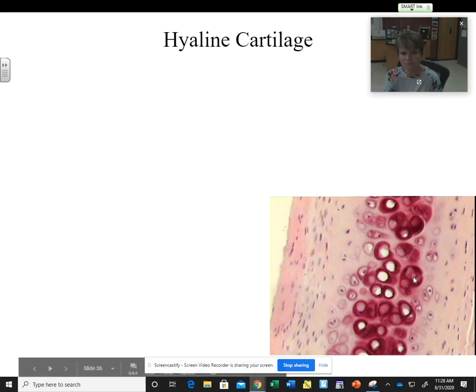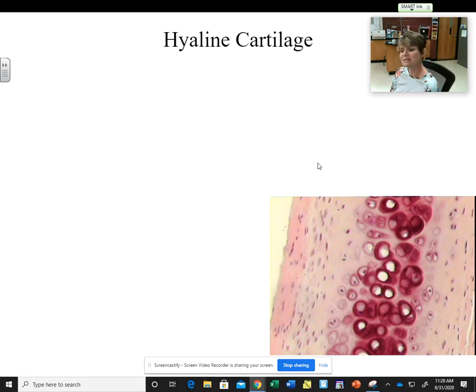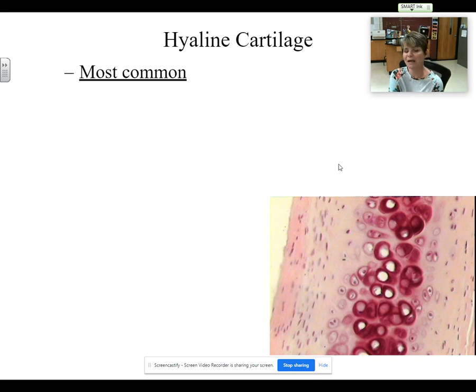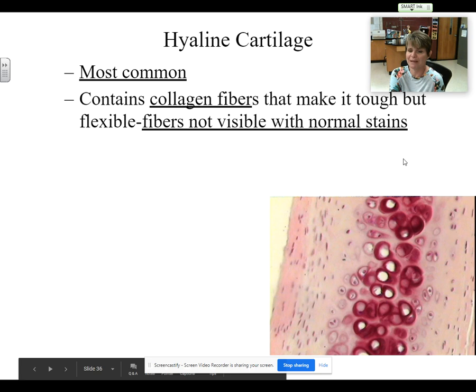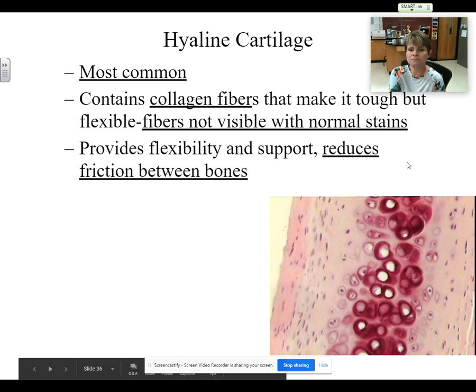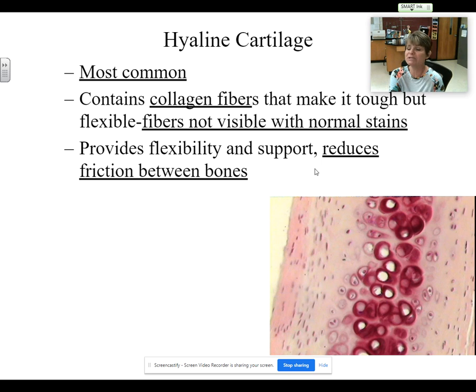Now, again, remember that cartilage contains collagen fibers and sometimes elastic fibers. Specifically in hyaline cartilage, you're going to have collagen fibers. Hyaline cartilage is the most common type of cartilage in your body. And again, it does have collagen fibers, but looking at it under the microscope, you can't see those fibers. You can't see those lines, which would be the fibers, with normal stains. Now, if you have special staining, you can see them, but with normal stain, you won't see the collagen fibers under the microscope. The biggest function of hyaline cartilage is that it's reducing friction between bones.